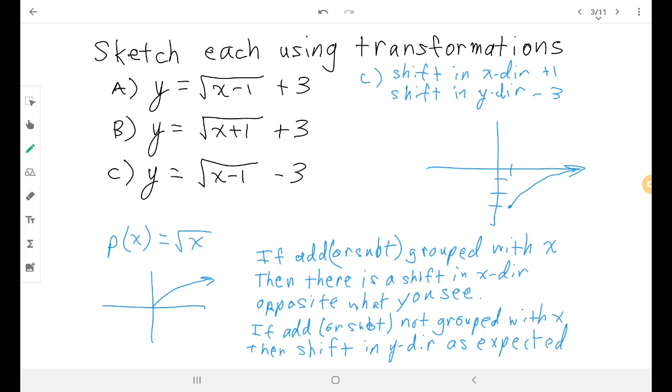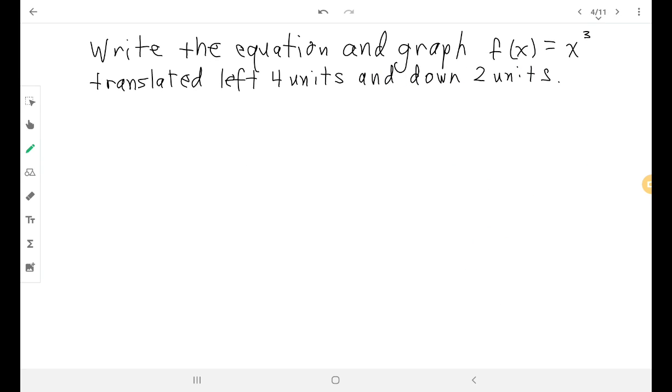And now let's move on to our next question. All right, so this time I'm going to give you a description, and we're going to try and write the equation from the description. So write the equation and graph f of x equals x cubed translated, and the word translated is math speak for a shift. Translated left 4 units, that is in the x direction by -4, and down 2 units, that is in the y direction by -2.